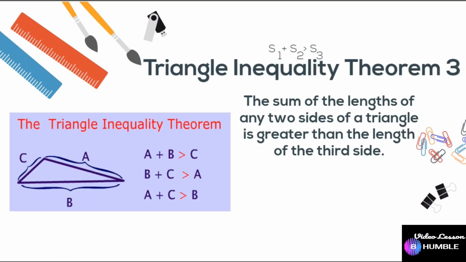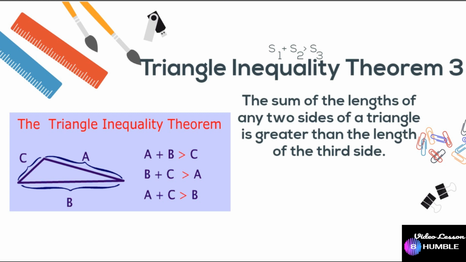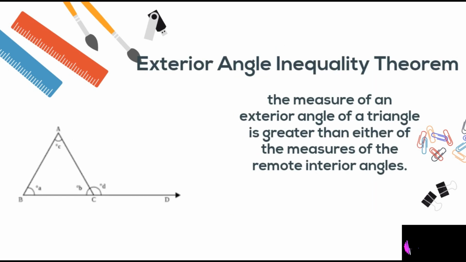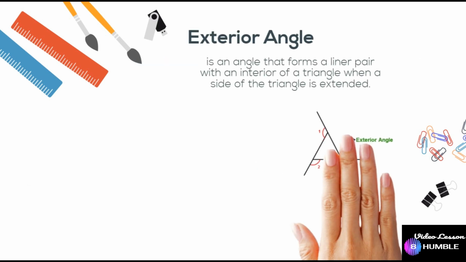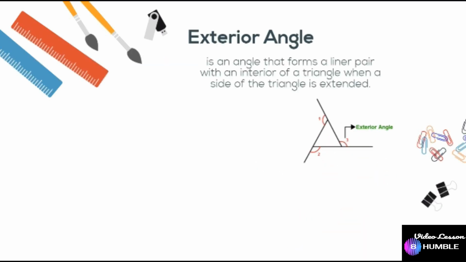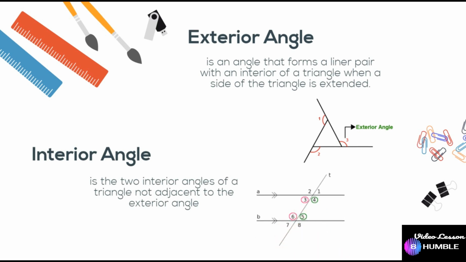Triangle inequality theorem 3. The sum of the lengths of any two sides of a triangle is greater than the length of the third side. Exterior angle inequality theorem. The measure of an exterior angle of a triangle is greater than the measure of either remote interior angle. Exterior angle is an angle that forms a linear pair with an interior angle of a triangle when a side of the triangle is extended. Remote interior angles are the two interior angles of a triangle not adjacent to the exterior angle.